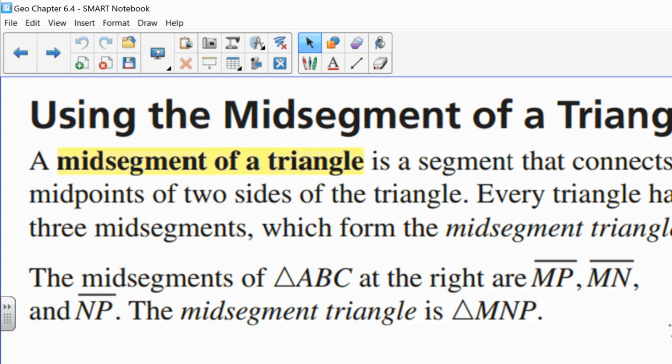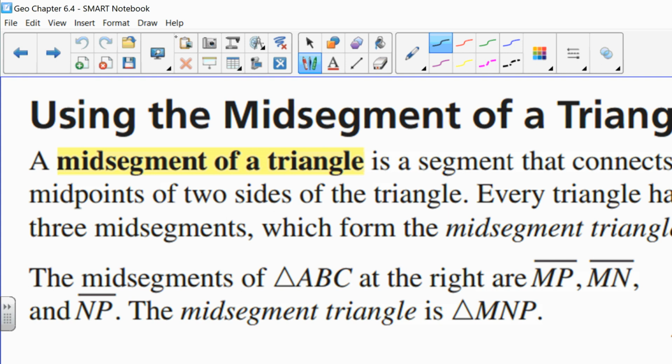If there are no questions on any of the assignments, today we're going to be looking at using midsegments of a triangle. A midsegment of a triangle is a segment that connects the midpoints of two sides of a triangle. Every triangle has three midsegments, which form the midsegment triangle in the middle. So if we look at this here, the midsegment triangle is the one in red. This one right here. And the midsegments of triangle ABC are these here.